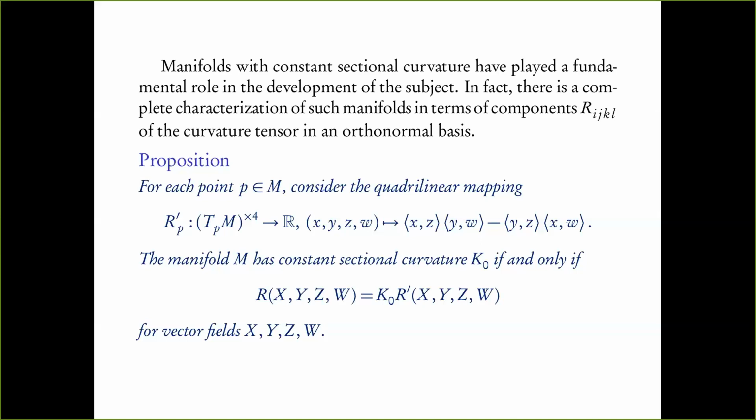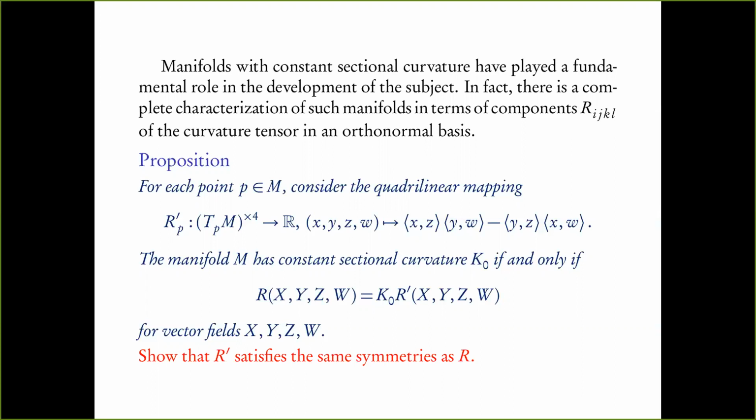We first show that the sectional curvature tensor associated to R is K0 times the sectional curvature associated to R prime. And then R prime and R have the same set of symmetries. So the proof that we just did will say that R and R prime will satisfy this relation. Okay, so that's going to be the method. So let's get into the proof.